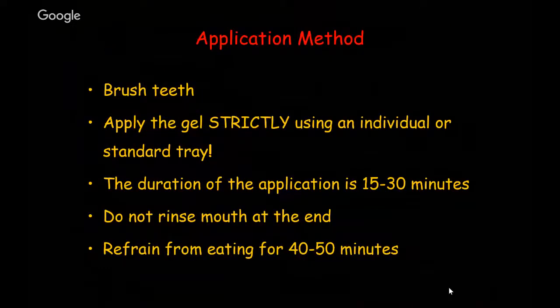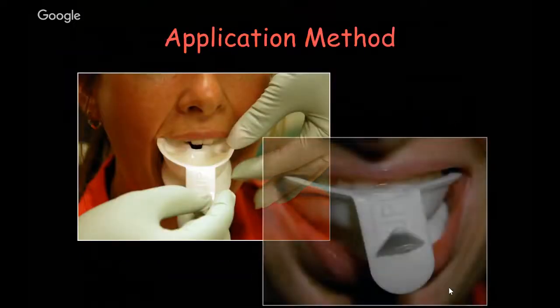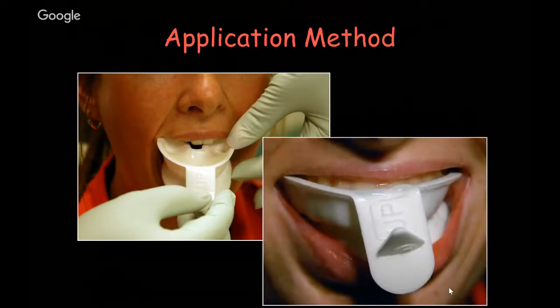What is the application, how do we use this? Brush the teeth, apply the gel strictly using our individual or standard tray, and the duration of application is approximately 30 minutes, one half hour is very good. Do not rinse the mouth at the end of application, and refrain from eating for 15 minutes. In this slide, you see application methods. It's very simple.